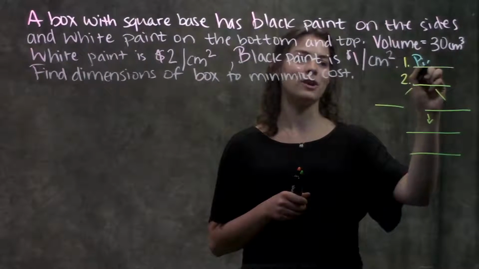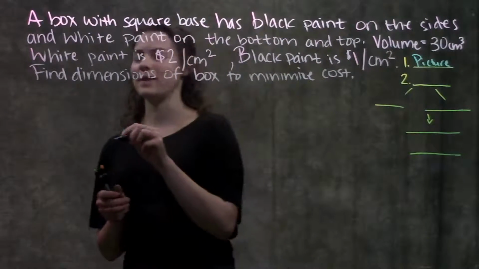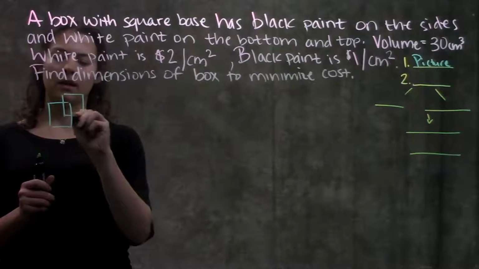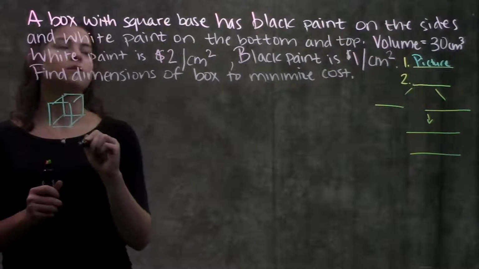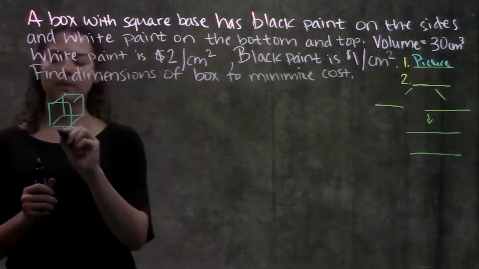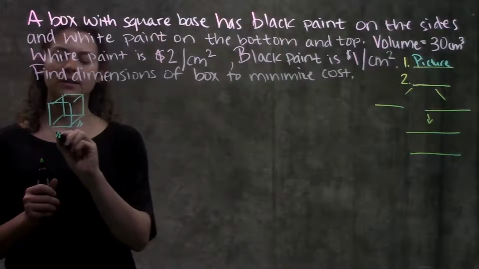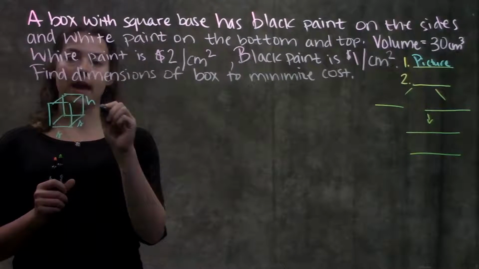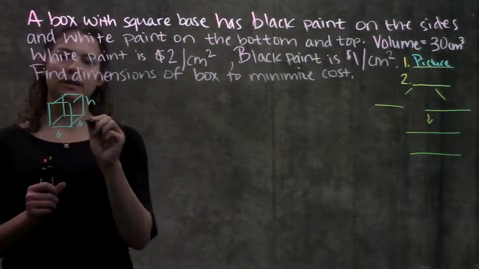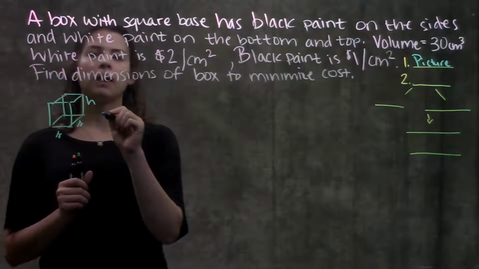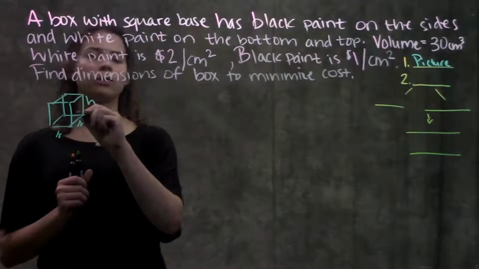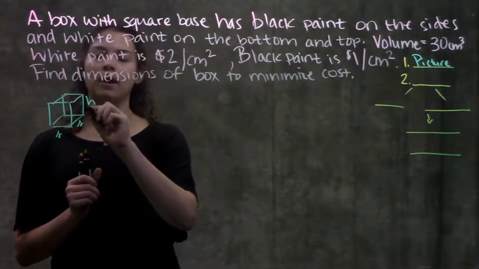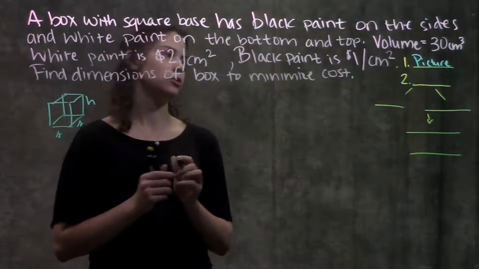Number 1 is draw a picture. Everyone's favorite step. So we have a box. I'll attempt to draw a box here. And there we go. It tells us that it has a square base, so we know this bottom here, we'll label it S and S. They're the same length. And then this side here is going to be H. This is our height, not the same as the sides. Okay, so we have this box, and we know the 4 sides are going to be black, and the white is going to go on the bottom and top. All right, so we drew a picture.